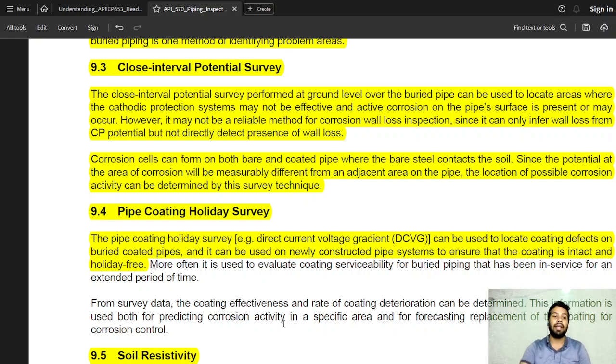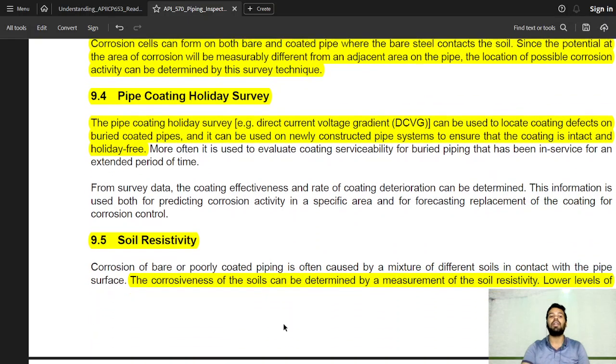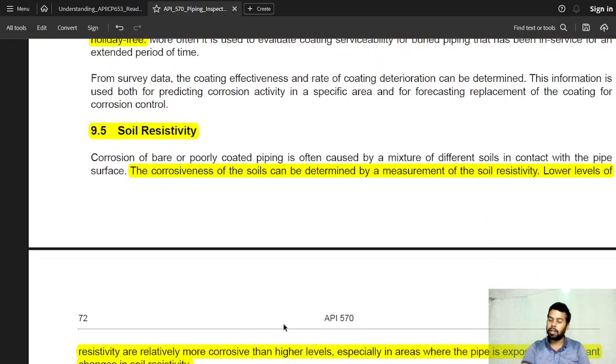Okay. Next is the pipe coating holiday survey. The pipe coating holiday survey, which uses a direct current voltage gradient, can be used to locate defects on buried coated piping. It can be used on newly constructed piping systems to ensure that the coating is intact and holiday free. Soil resistivity, one of the most important things here.